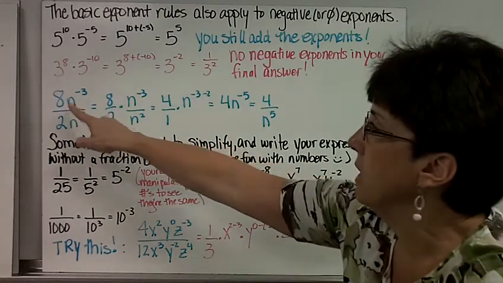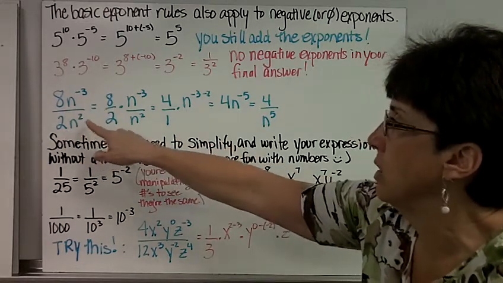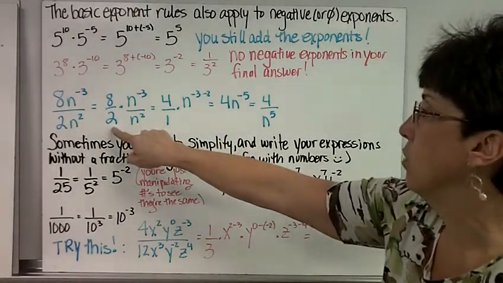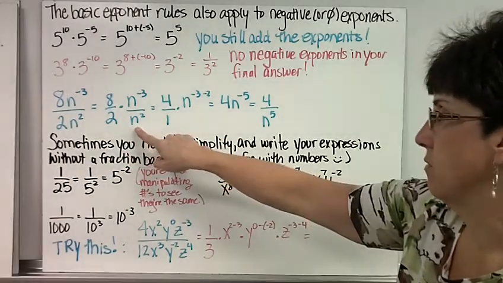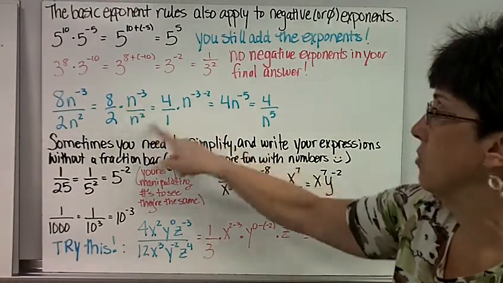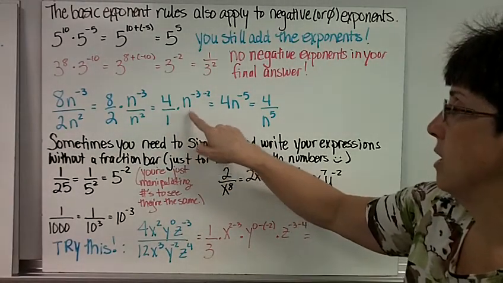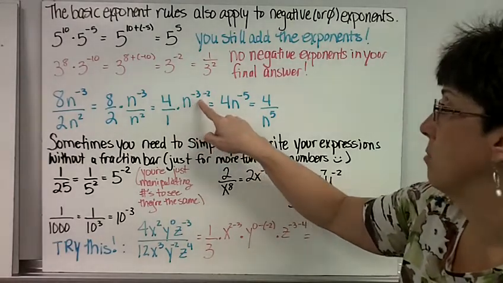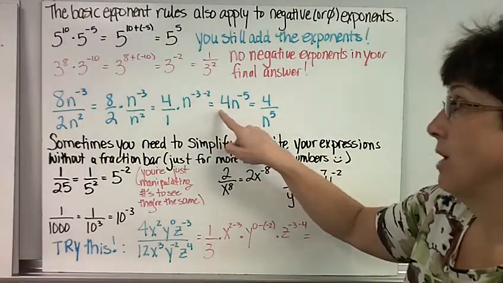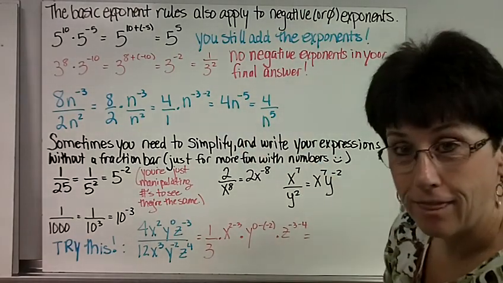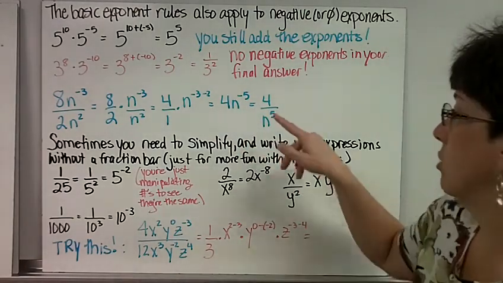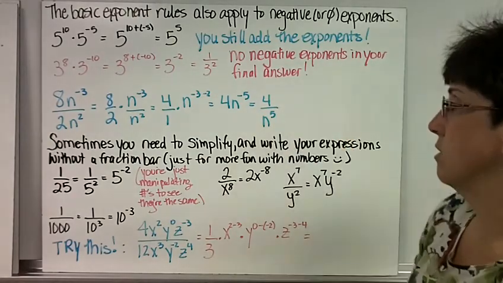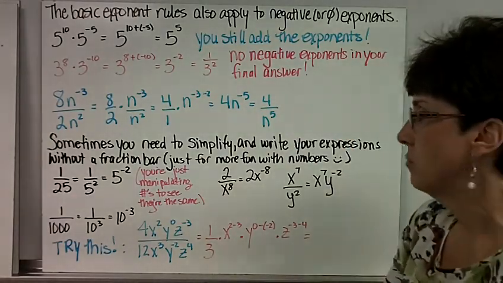How about if we have 8n to the negative 3 over 2n squared? I'm going to take it all apart. Okay, so 8 over 2 times n to the negative 3 over n squared. 8 over 2 simplifies to 4 over 1. And remember, with division, you subtract your exponents. So we have negative 3 minus 2. Now we get 4n to the negative 5th. But we don't want to have a negative exponent in our final answer. So 4 stays in the numerator and n to the 5th goes in the denominator.